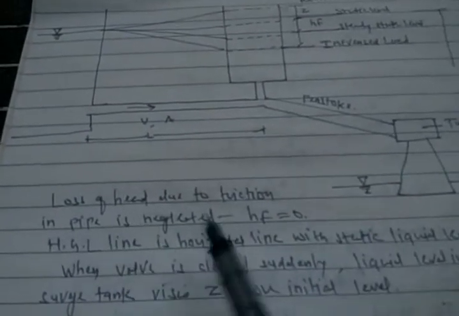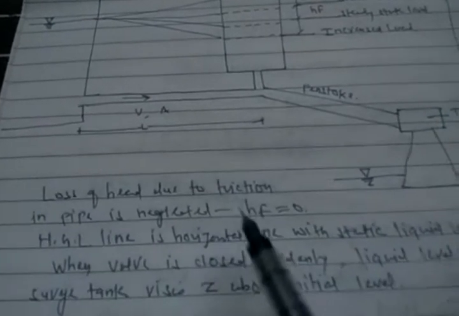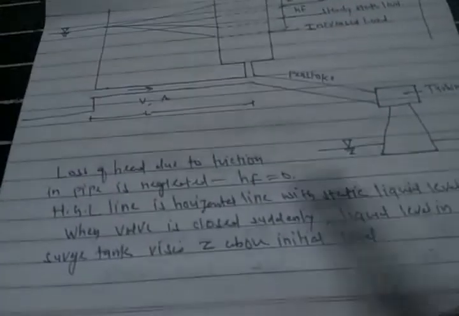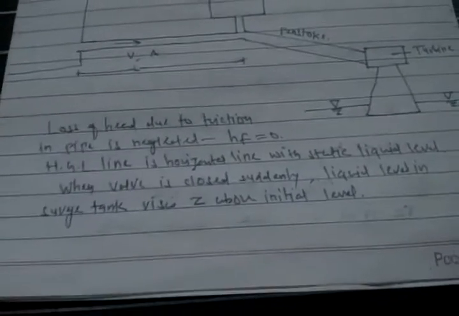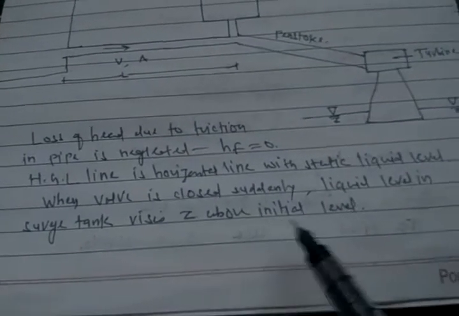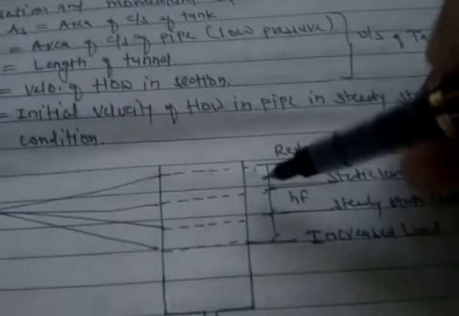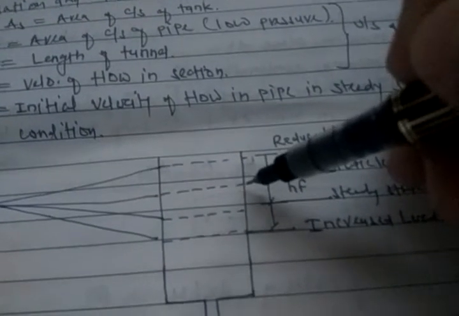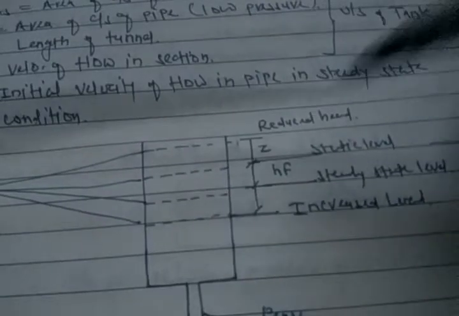Now, loss of head due to friction, HF, in the pipe is neglected in the design, so HF is 0. This I already told you, HF is treated as 0. There is no head loss in the low pressure pipeline. It is an assumption. The HGL line is a horizontal line with the static liquid level. When the valve is closed suddenly, the liquid level in the surge tank rises Z above the initial level. So initially the water level was here; when the valve is suddenly closed, the water level rises a distance Z above.